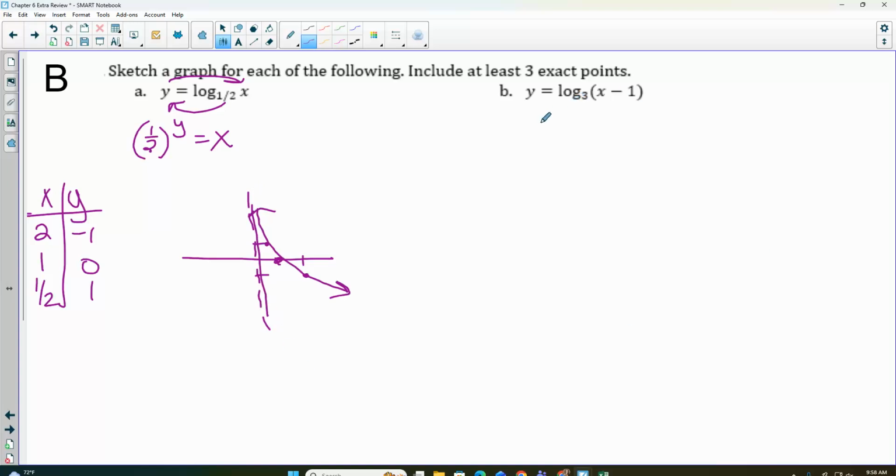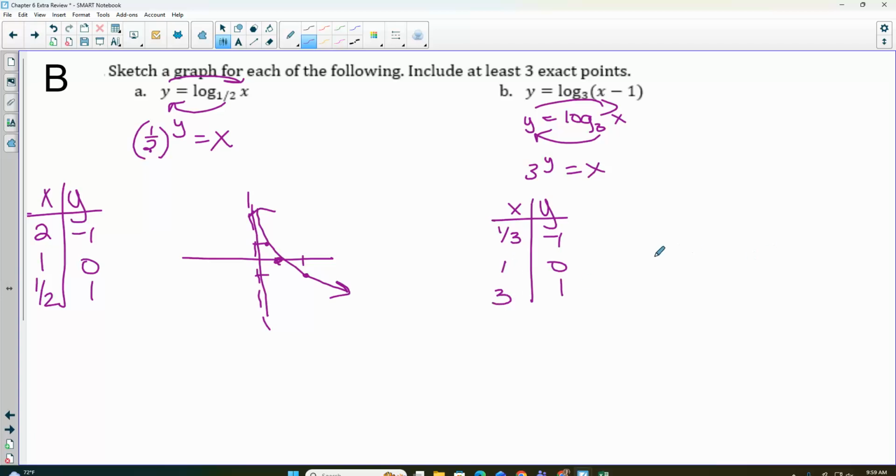Now, for B, we would start by graphing our parent function, which is 3 to the y equals x. 3 to the -1, 3 to the 0, 3 to the first, so we have 1/3, -1, 1, 0, 3, 1. This is my parent function.